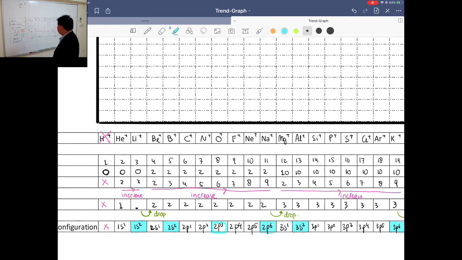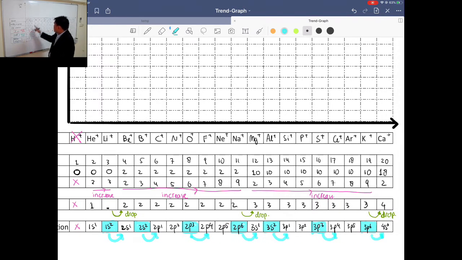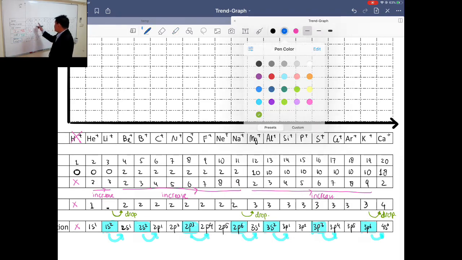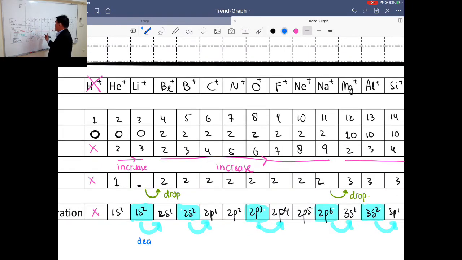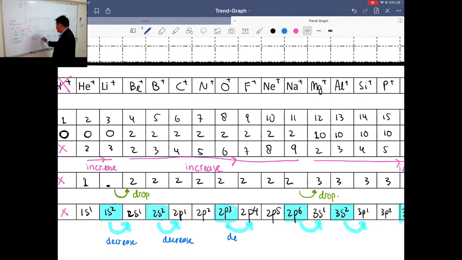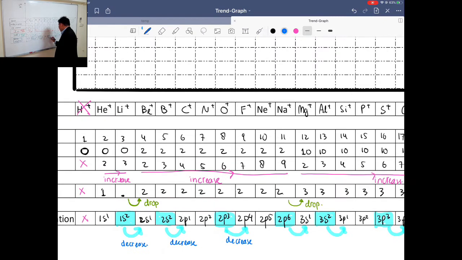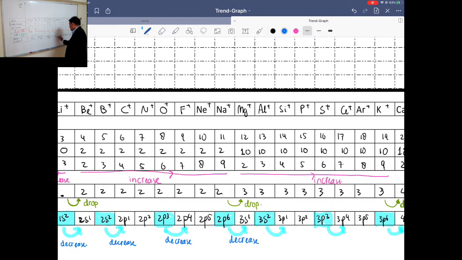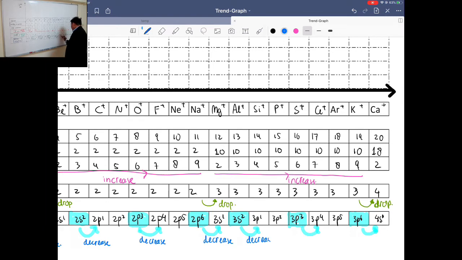How about half-full p orbital? 2p3 and 3p3. So all these are stable. Li+, boron+, O+, Na+, and so on. Now, if Li+ is stable, then the next cation after that will have a slight decrease in second ionization energy. So the one that we mark with blue color here represents a slight decrease of second ionization energy, right? Small decrease.